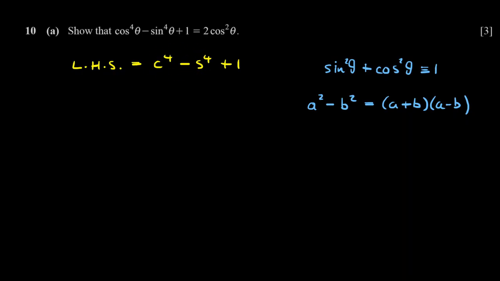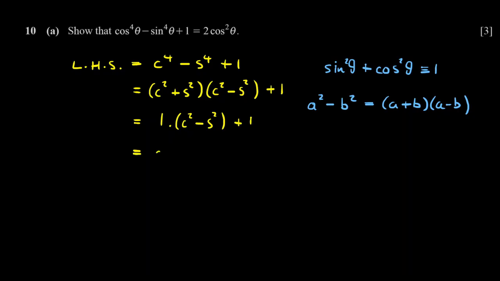What I can do with that is rewrite it as c squared plus s squared times c squared minus s squared, right, plus 1. And why is that convenient? Well, because this c squared plus s squared, sine squared plus cos squared, is equal to 1, according to that identity there, right? So what we've really got is 1 times cos squared minus sine squared plus 1. Well, then we're very, very close, aren't we? Because this is cos squared minus sine squared plus 1.